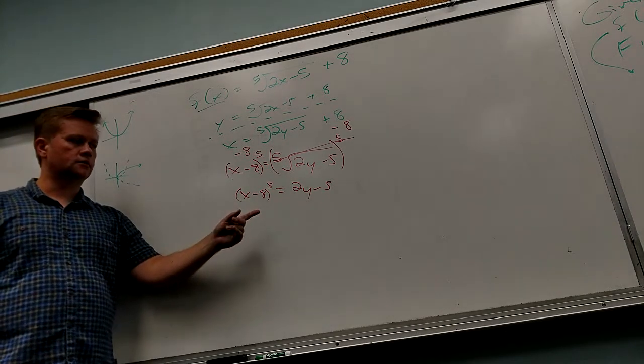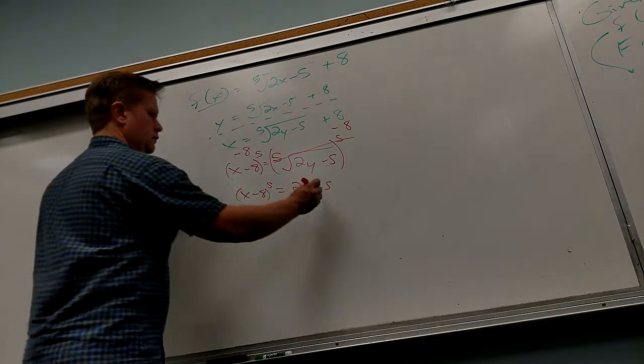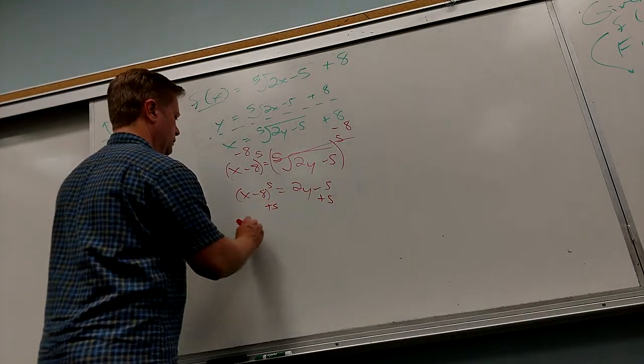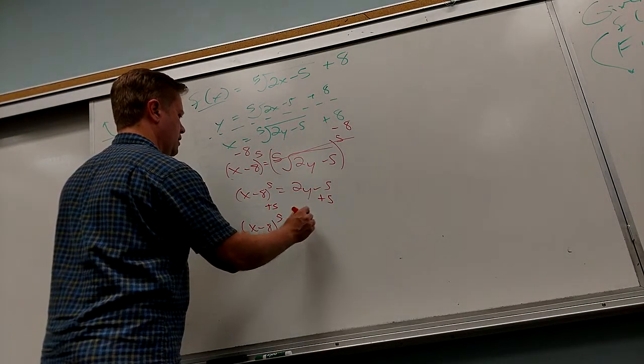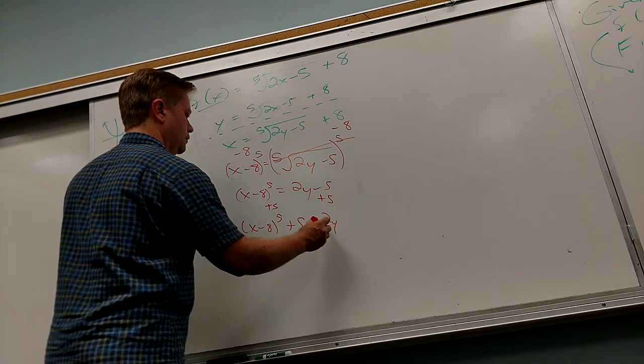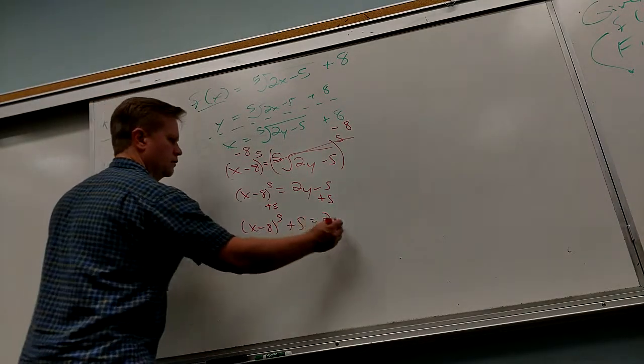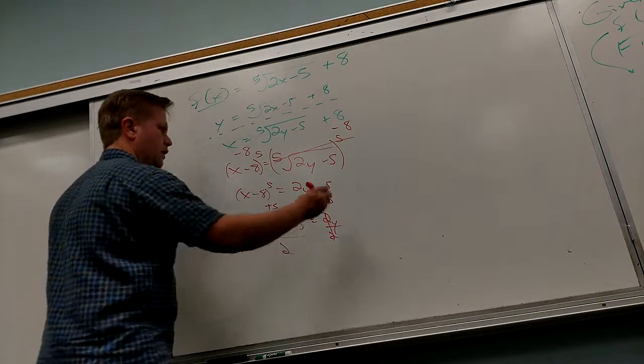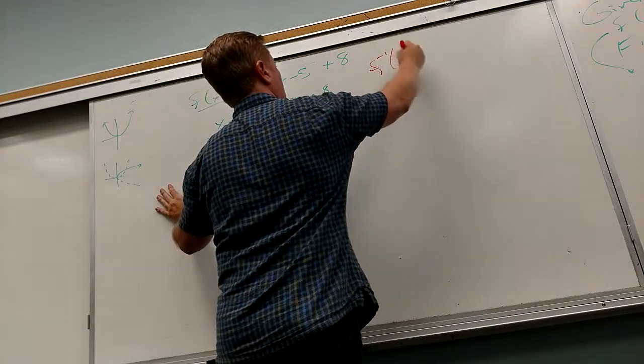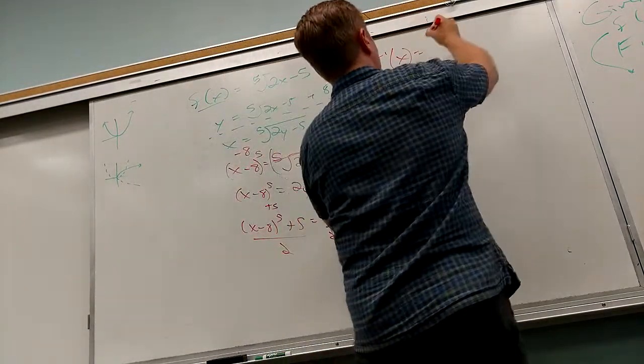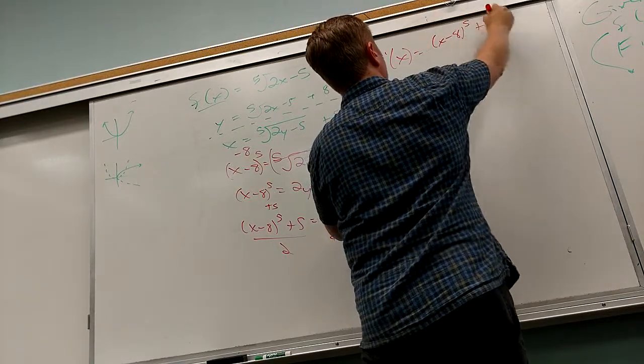Next thing is, add 5. So now I've got x minus 8 to the 5th plus 5, and the last thing, of course, is divide by 2. So I get f inverse is x minus 8 to the 5th plus 5 divided by 2.